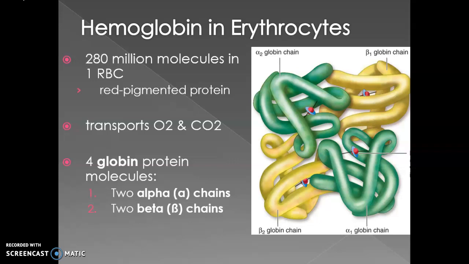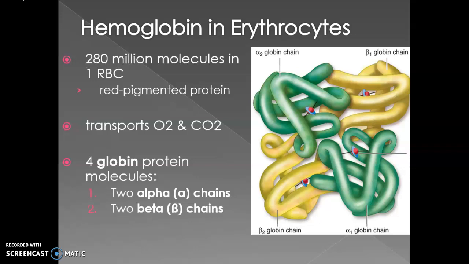So, RBCs are loaded with hemoglobin. It's a pigment that is present on the surface of RBC. And in one tiny RBC, or red blood cell, there are about 280 million hemoglobin molecules. And it is this hemoglobin that helps in oxygen and carbon dioxide transport.